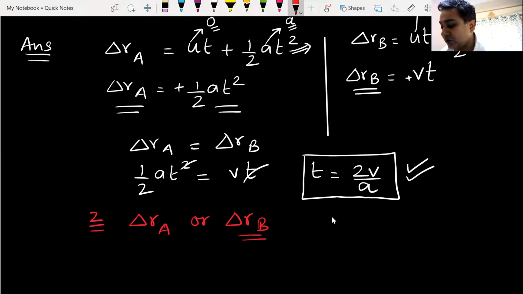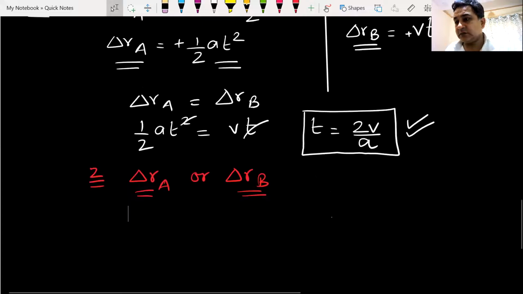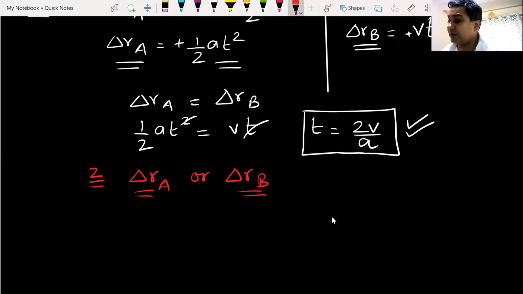Both are same. How will you get it? V is the displacement. No, beta. V is not the displacement. What is the displacement of body A, or what is the displacement of body B? To find out the displacement of body A, what we got to do is just write the formula. The displacement of body A is half AT square. You can use this half AT square.